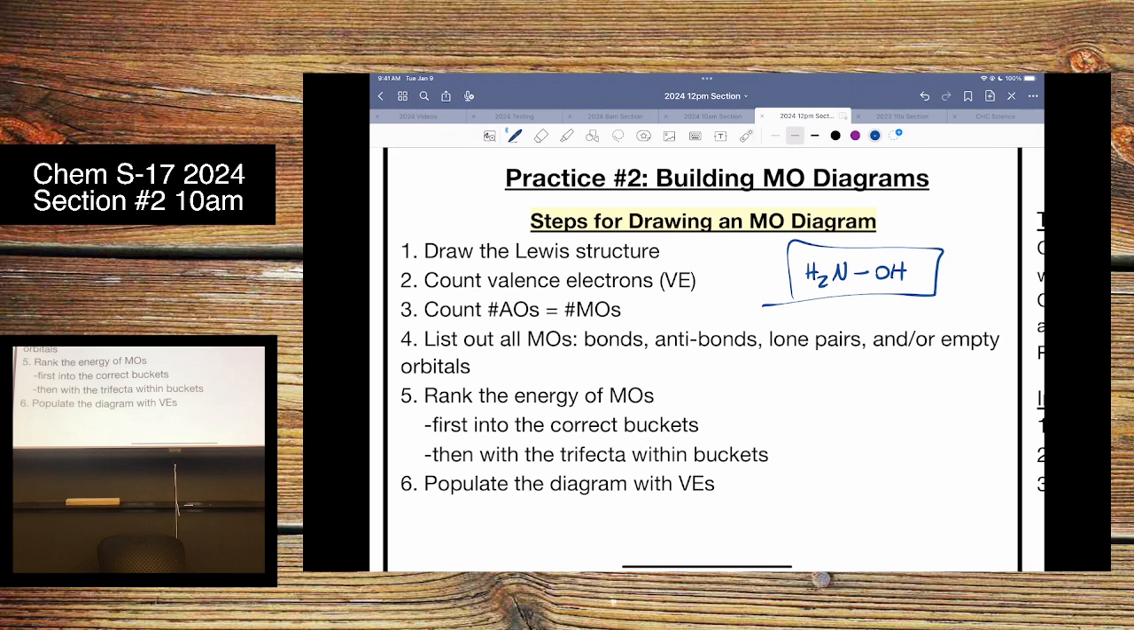Question about a node. What is the actual definition? A node is a place where electrons aren't. Oh, okay. Yeah, that's it.